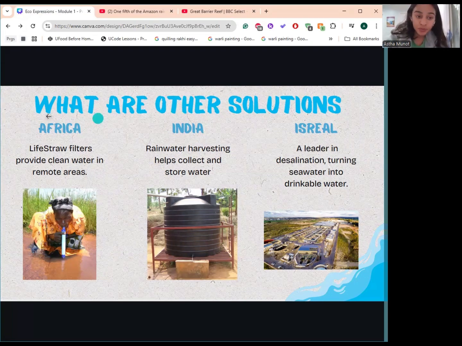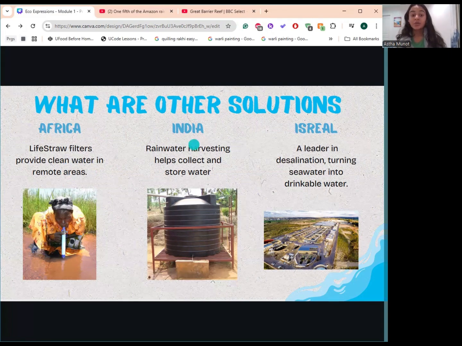water pollution? So first of all, there's Africa, which has implemented this technology called the LifeStraw filters, which you can drink water from, and it filters out all of the toxins and pollution in the water, so they can access fresh water through their straws. And it provides clean water in remote areas.